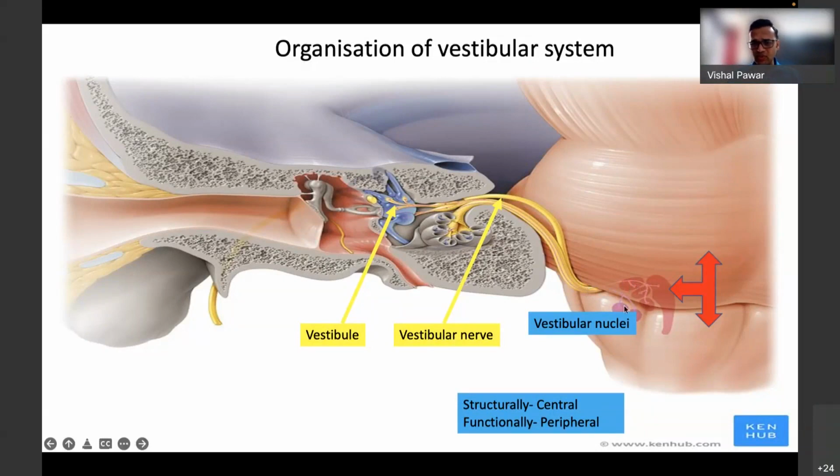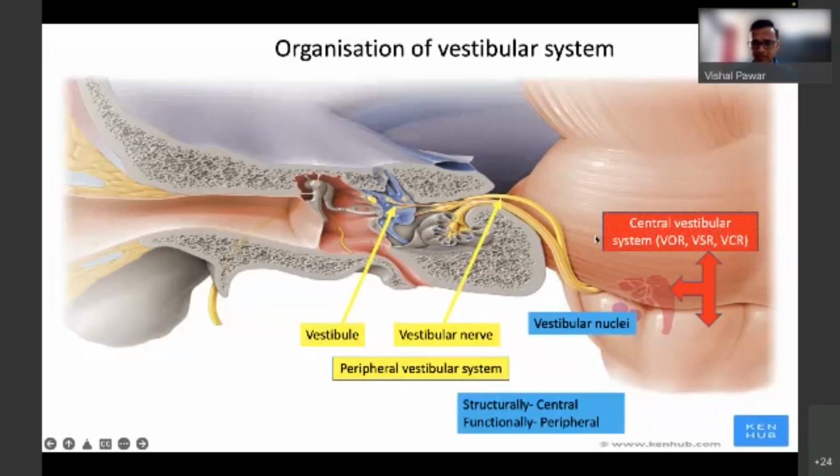That is the reason why central vestibular disorder can mimic a peripheral vertigo, and that creates a lot of confusion. So if there is a strategic infarct in this area, demyelination or encephalitis, it can mimic neuritis. A pseudo-neuritic presentation can happen. So this is the peripheral vestibular system, functionally a peripheral vestibular system, including the nuclei.